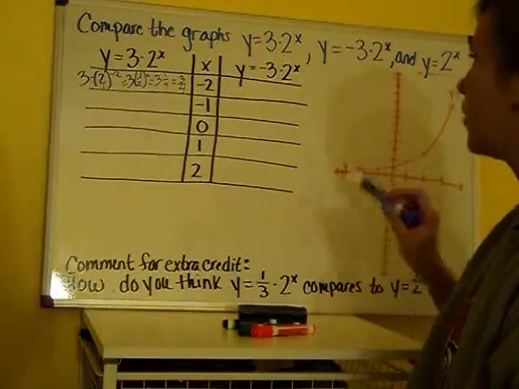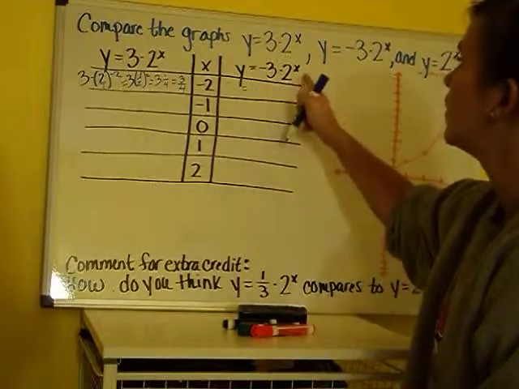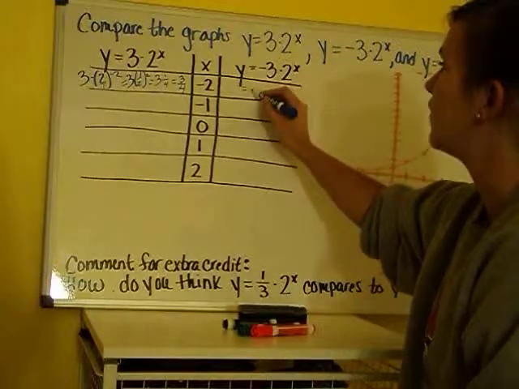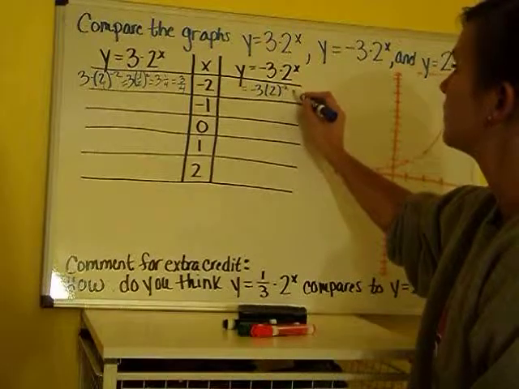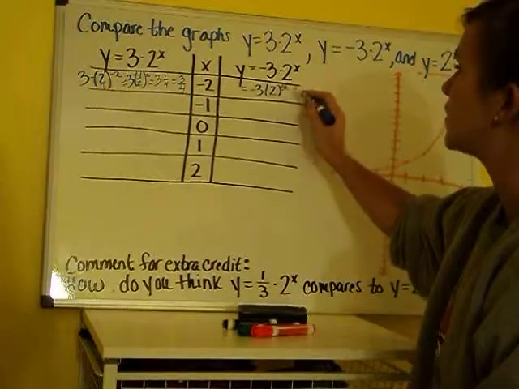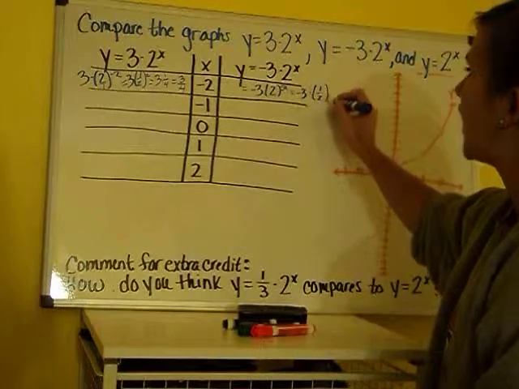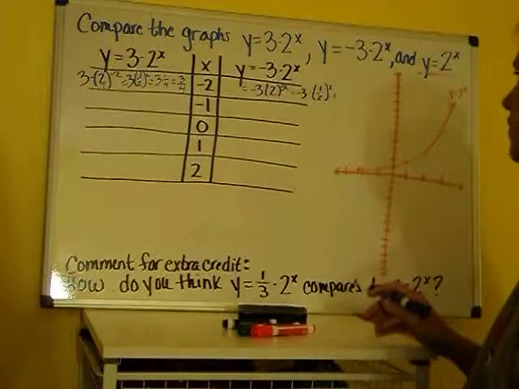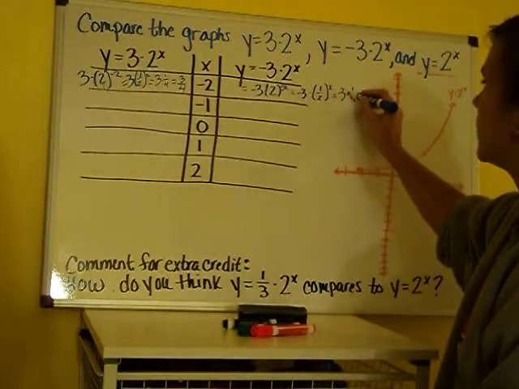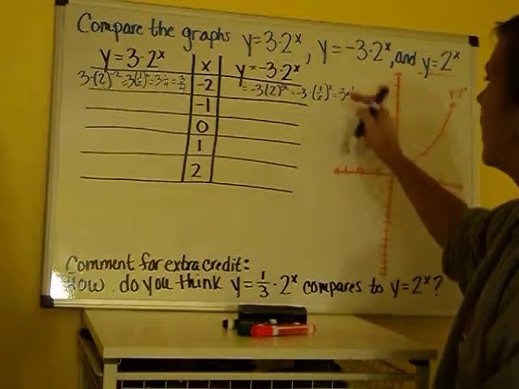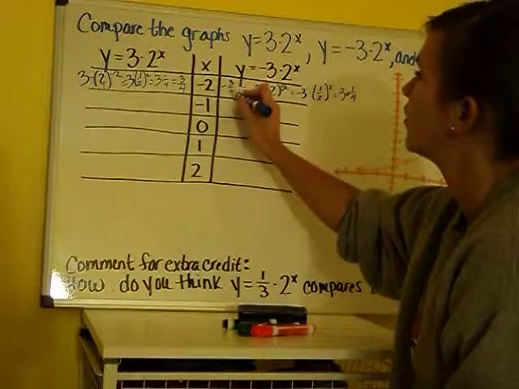Over here, if we were to put negative 2 in for x, we're going to have negative 3 times 2 to the negative 2. Same process, this means reciprocal. So we're going to have negative 3 times 1/2 squared. 1/2 squared is 1/4. Oops, that's a times. 1/4. And negative 3 times 1/4 is going to give us negative 3/4.